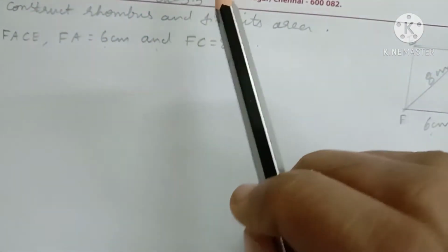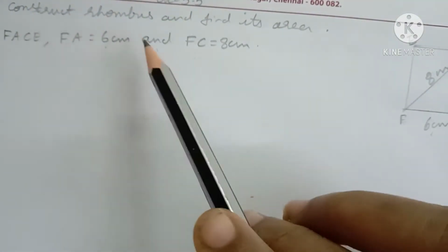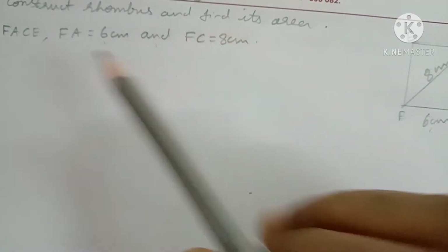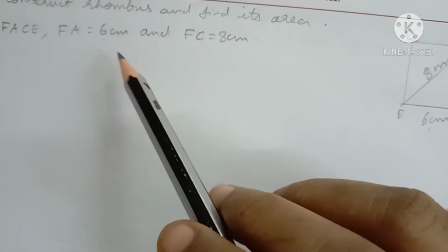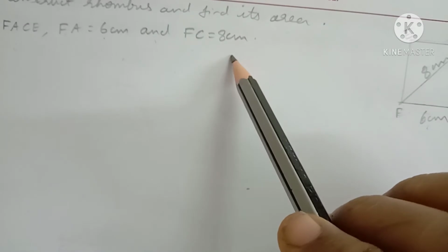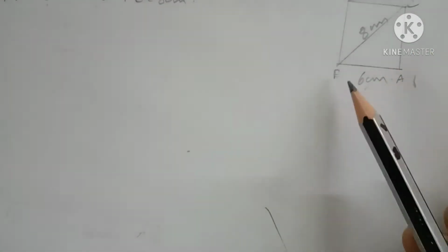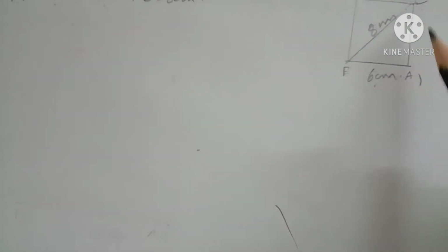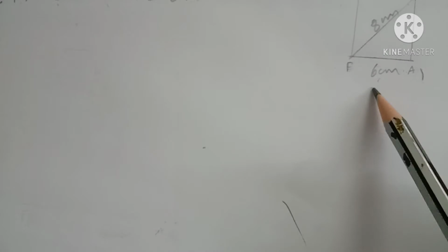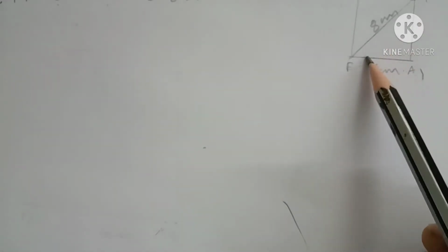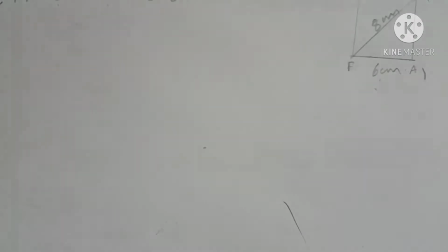Exercise 5.5. Let's continue. Construct the rhombus FACE and find its area. FA is equal to 6 cm and FC is equal to 8 cm. First draw the rough figure. Draw the rhombus and mark the measurements. FA equal to 6 cm and FC equal to 8 cm. They have given the side and the diagonal value.